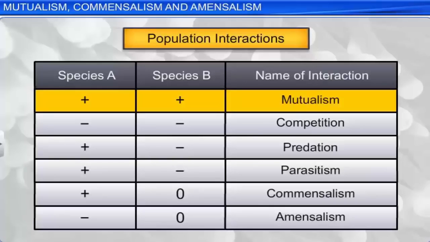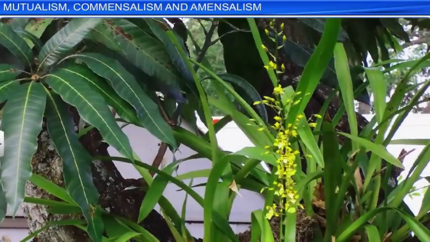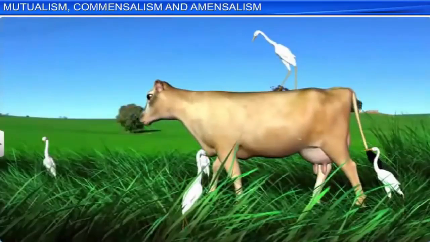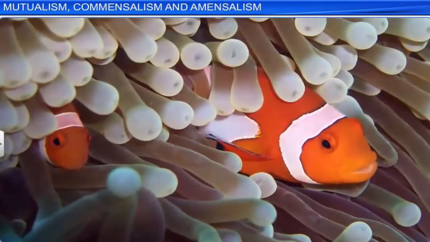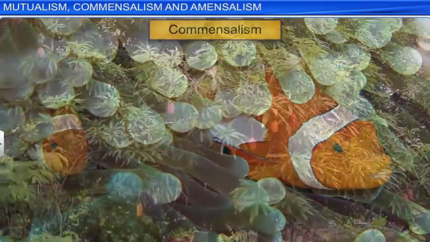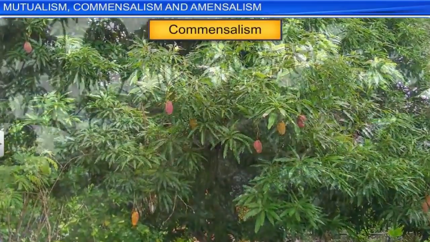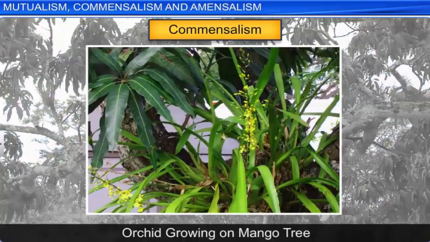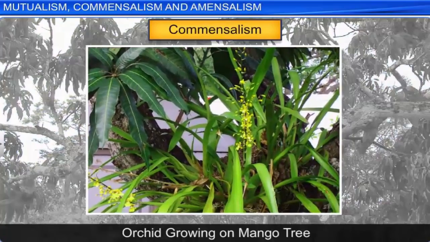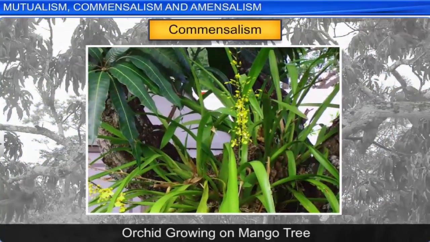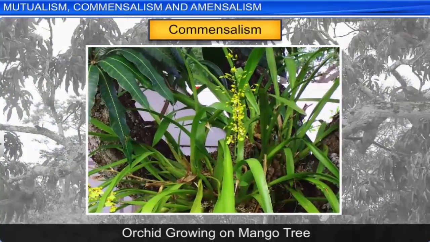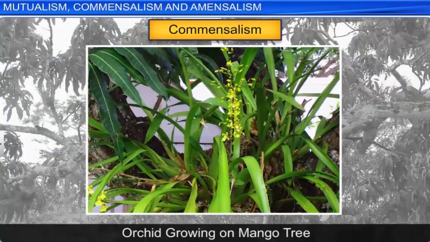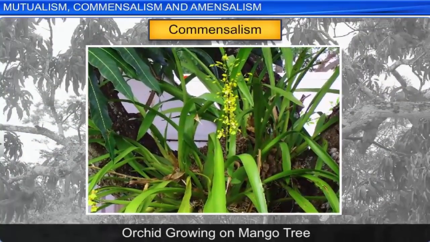Apart from mutualism, another interspecific interaction is commensalism, seen in plants, animals, and the aquatic world. A common example of commensalism in plants is seen between an orchid growing on the branch of a mango tree. Although this epiphyte benefits from the interaction, the mango tree is neither harmed nor benefited.